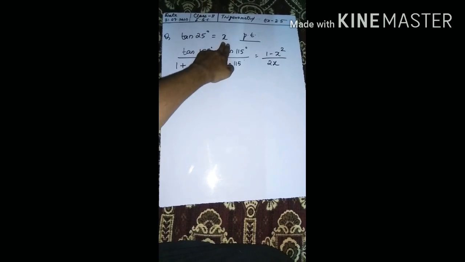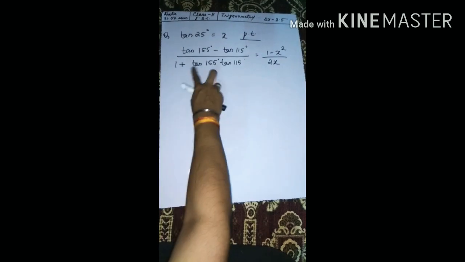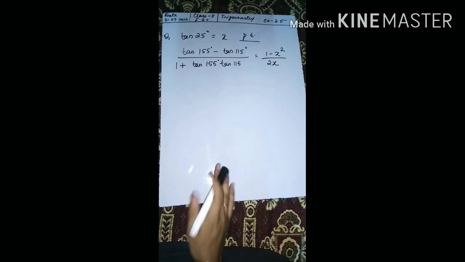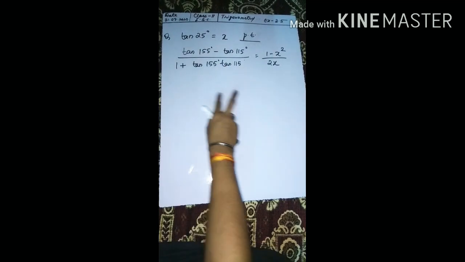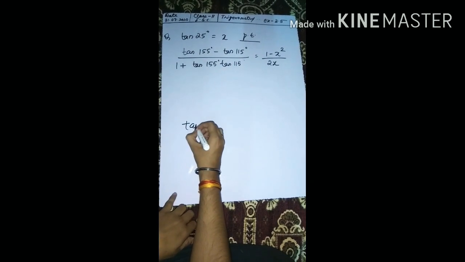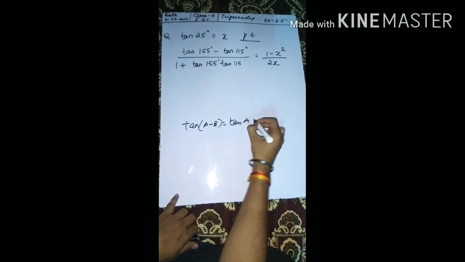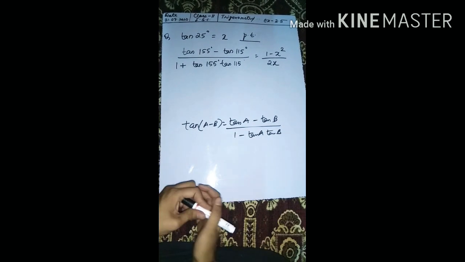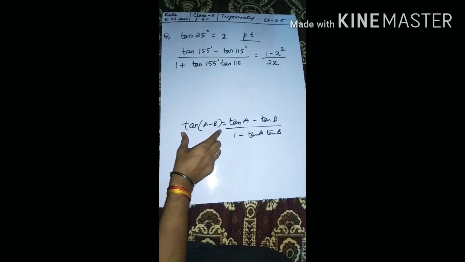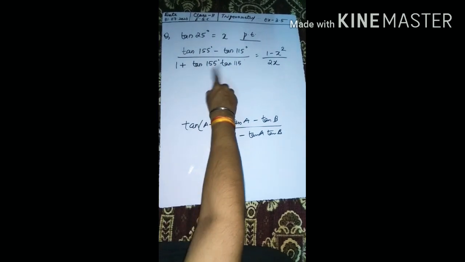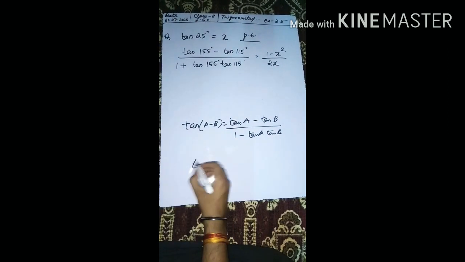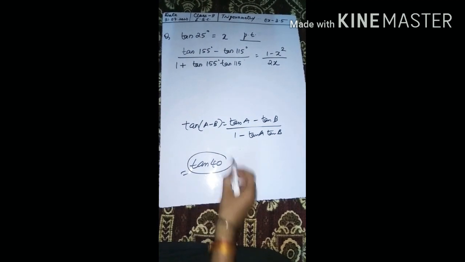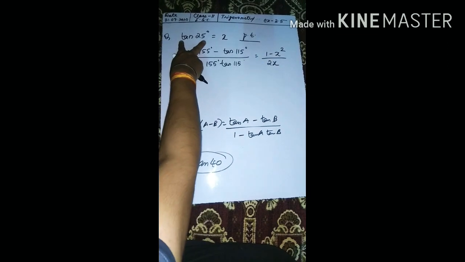Tan 25 degree is equal to x, and we need to prove that (tan 155 minus tan 115) upon (1 plus tan 155 tan 115) is equal to (1 minus x square) upon 2x. Now you would be thinking that here we can use the tan(a minus b) identity. What is that identity? Is it (tan a minus tan b) upon (1 plus tan a tan b)? And here this is the expanded form, so tan(a minus b). What will be a minus b? That is 155 minus 115, which will give you tan 40 degree, and we don't have such 40 degree in our question. Instead we have tan 25 is equal to x.